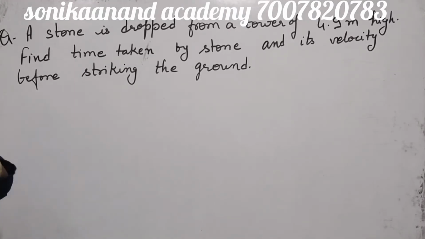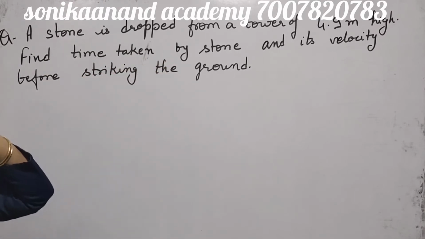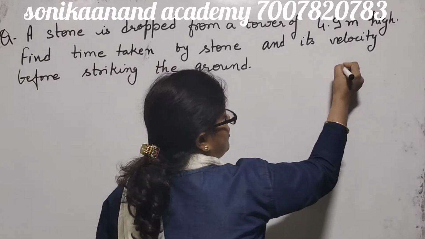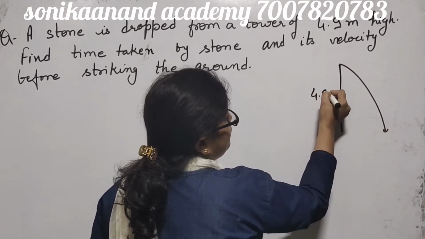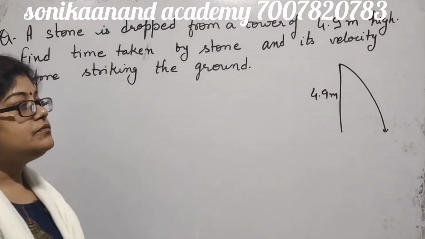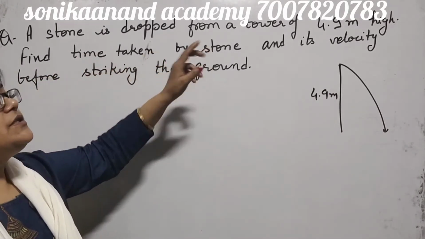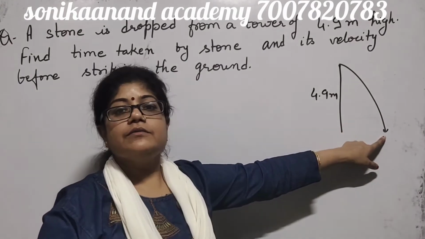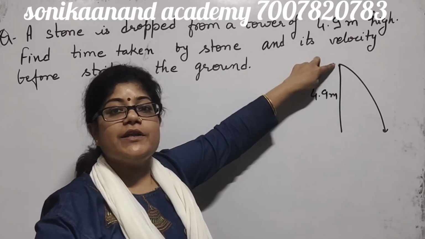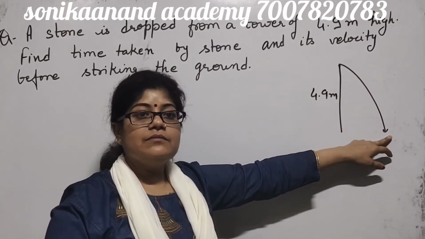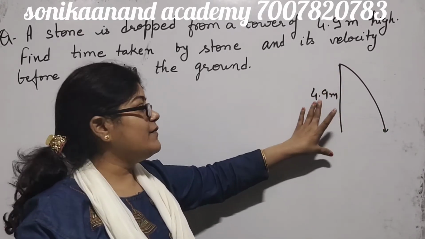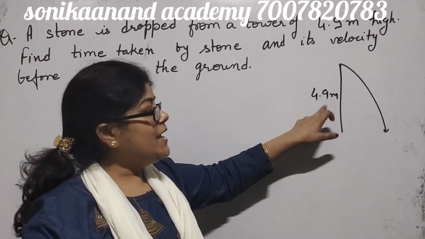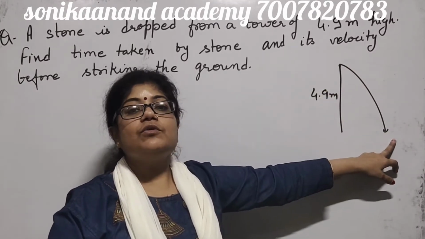Now next question. A stone is dropped from a tower which has a height of 4.9 meters. Find the time taken by the stone to reach the ground. We throw a stone from this point and it reaches there. We don't know in how much time, but the height of the tower is 4.9 meters. And we have to find the time in which the stone comes here.